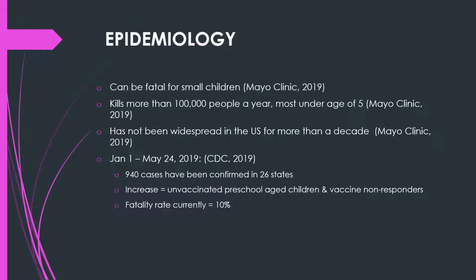Vaccine non responders are individuals who did get the MMR vaccine, but due to a failure of the immune response to that vaccine, it just never takes. So, they are called vaccine non responders. 2019 has been the greatest number of cases reported in the US since 1994, and measles was declared eliminated in 2000, so unfortunately, it is no longer considered eliminated. And the fatality rate currently is 10%.